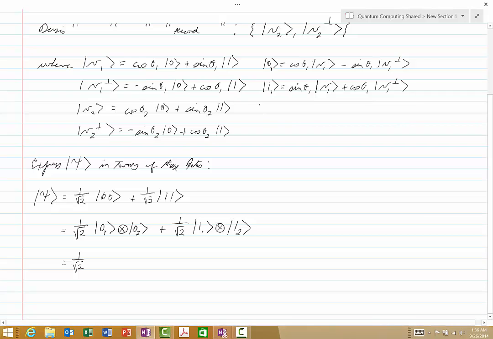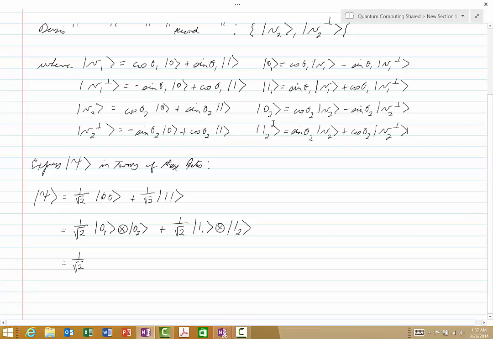And then in a very similar fashion, we conclude that 0 in the second qubit is equal to cosine theta 2 V2 minus sine theta 2 V2 orthogonal, and 1 in the second qubit is equal to sine theta 2 V2 plus cosine theta 2 V2 orthogonal.